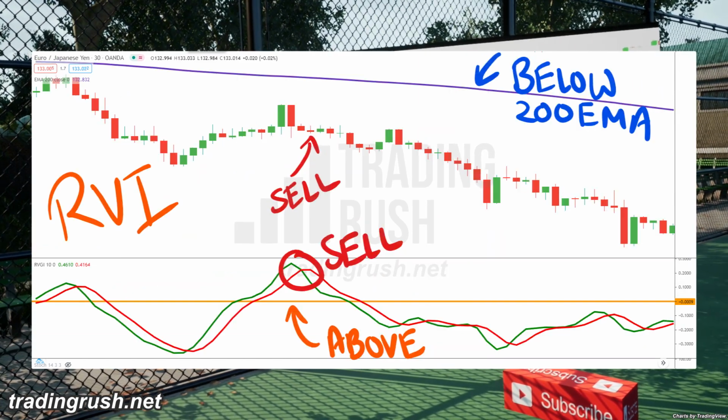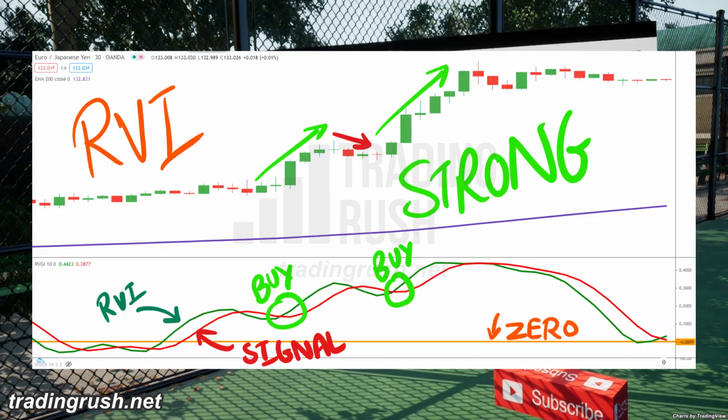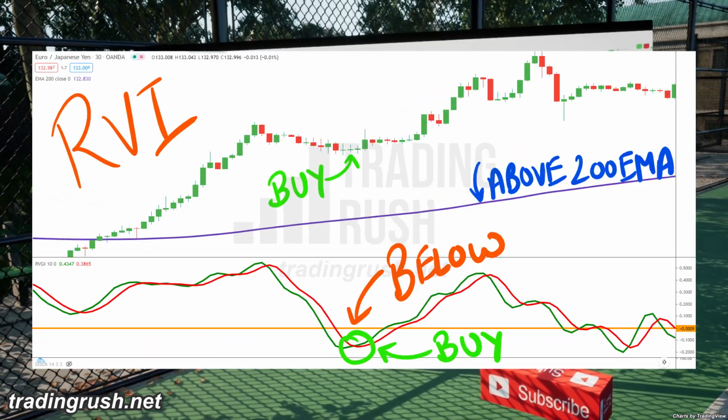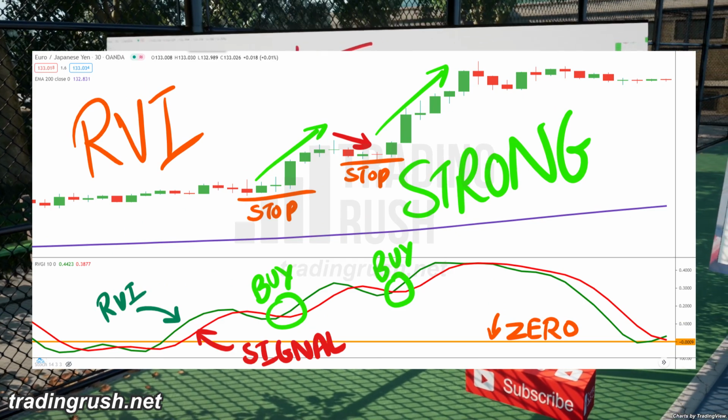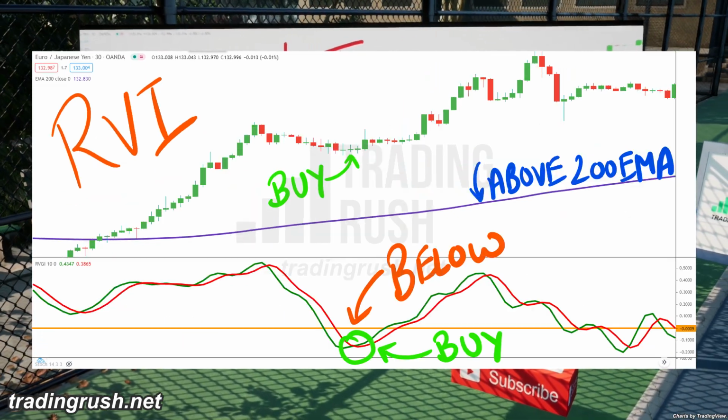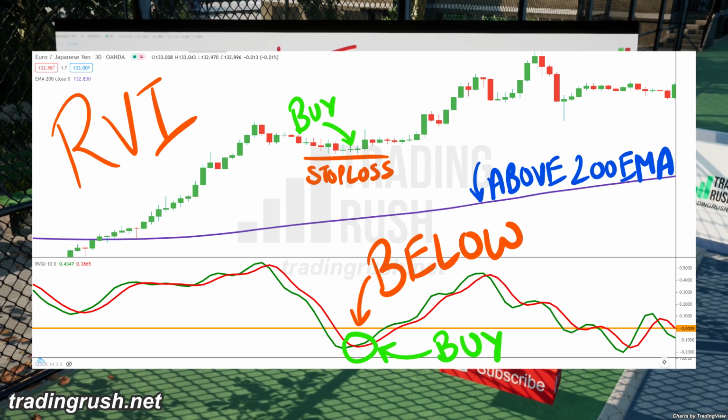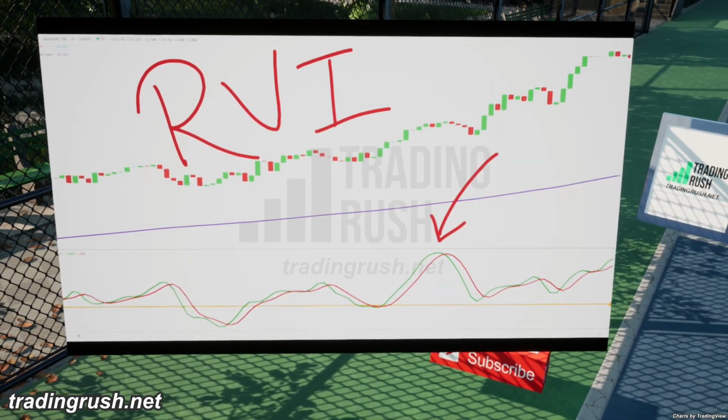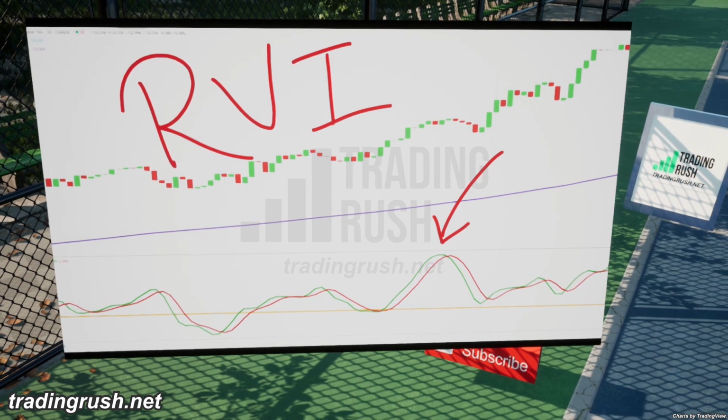A short setup is just the opposite of the long setup. And in both the first and second RVI strategies, the stop loss can be set using the pullback of the trend. To find the win rate of the RVI trading strategy, we will have to test it 100 times in the next video. That's all.